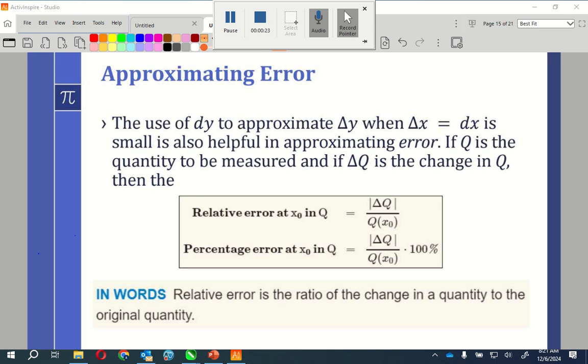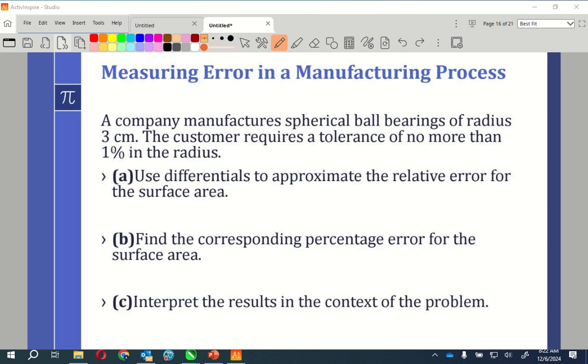Anyway. All right. So, approximating error. Relative error at whatever my initial x is in Q is going to be the absolute value of the change in my Q divided by the Q. We started working on this yesterday, and it was a bit frustrating, and I'll show you how to do this, because it's throwing in a whole bunch of stuff, and I hate throwing in stuff. That's why I hate doing this.